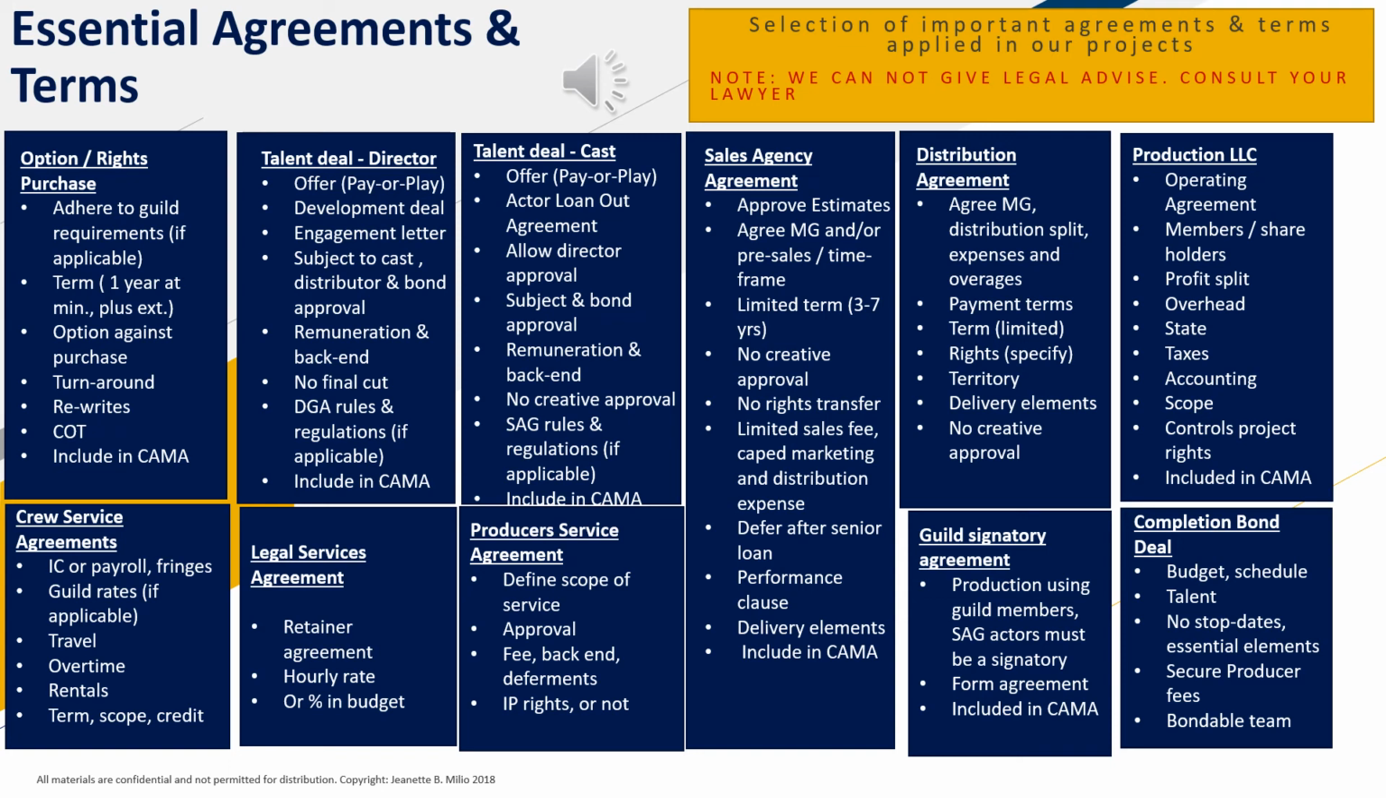So the crew deals could be done by you, or could be done by a production lawyer, and they will include all the things like: is it an independent contractor, or is it a payroll situation? Is Entertainment Partners going to be the payroll company that deals with everything? Is it going to be a guild applicable contract? How much do you pay them? How much do you pay for travel? How much do you pay for overtime? Are there any box rentals? What is the term of the agreement? What is the scope of work? And what is the credit that they're going to get?